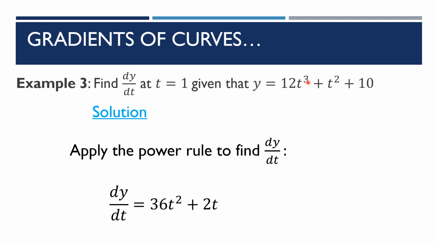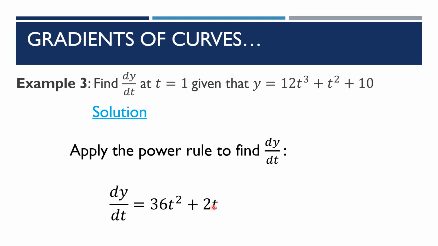And then for this second term, you have 2 multiplied by the coefficient here, which is 1. So 2 multiplied by 1 gives you 2, and then the power you reduce it by 1. So that is 2 minus 1 gives you 1. So this is the same as t raised to power 1, which is just t.